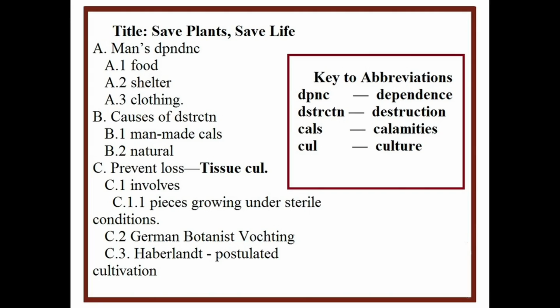The heading B has two subheadings B.1 Man-made CALs. CALs has been abbreviated for calamities. B.2 Natural. Heading C is Prevent Loss Tissue Culture. A hyphen has been used to keep the word count minimum and only the important words are written. Now this again has one subheading C.1 Involves. Now this subheading further has an extension C.1.1 Pieces growing under sterile conditions. The other two subheadings C.2 and C.3 are German botanist watching and Haberland postulated cultivation.